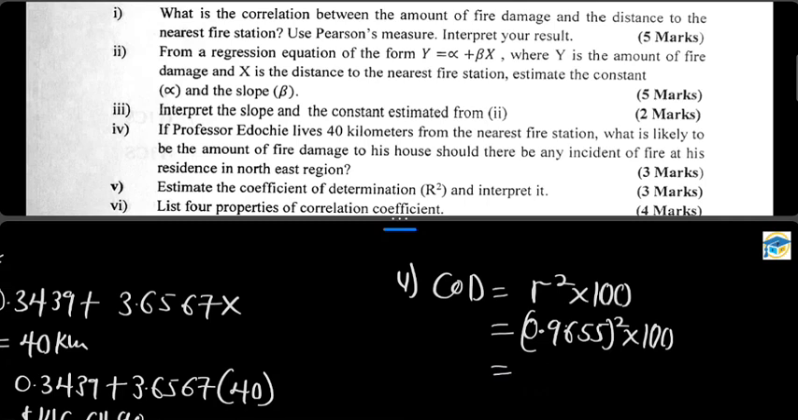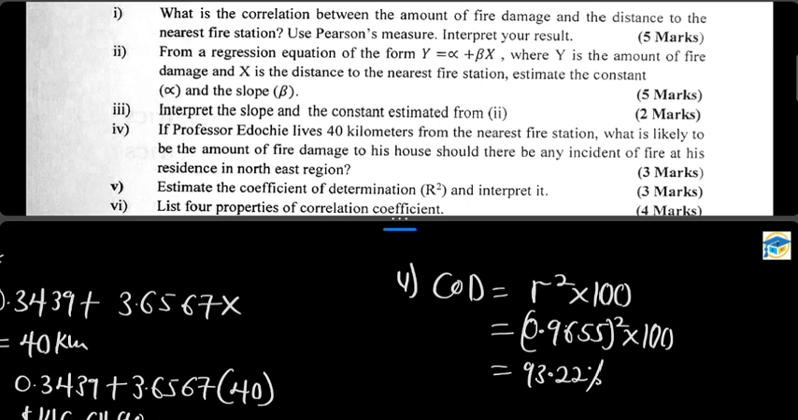So at the end of the day, you should be able to arrive at a figure of 93.22% in 2 decimal places. So this 93.22% is the coefficient of determination, which tells us that there is a high proportion of variability in the variable X, that is the distance between a residence and the fire station, that can influence the variable Y significantly.